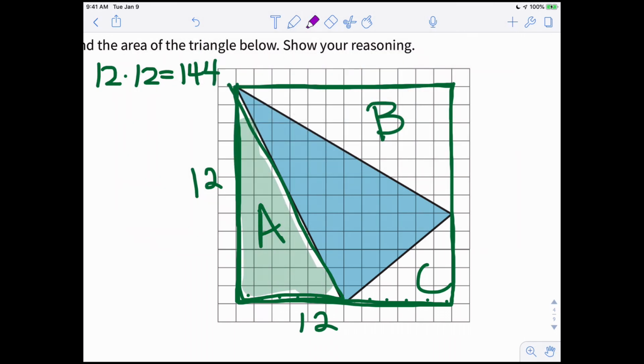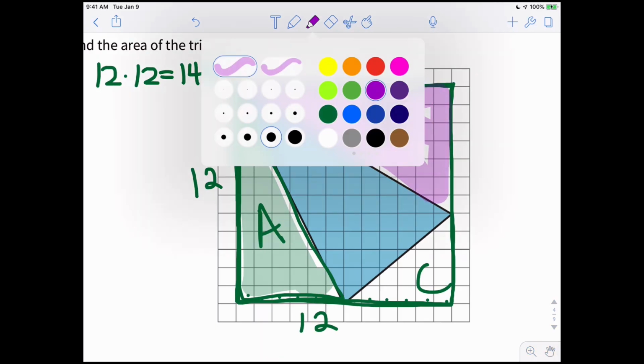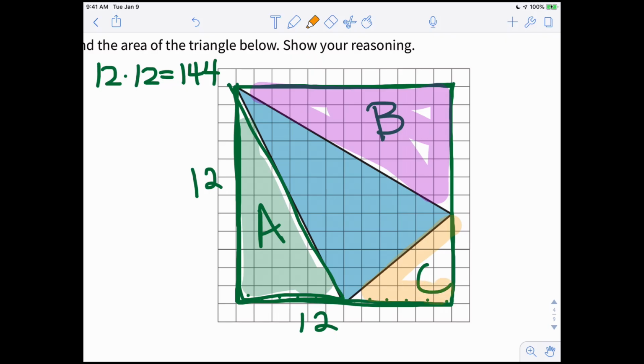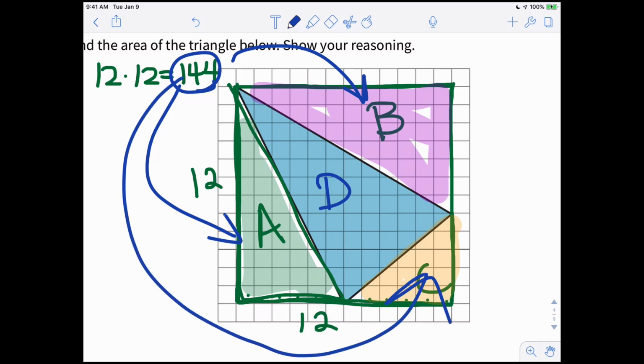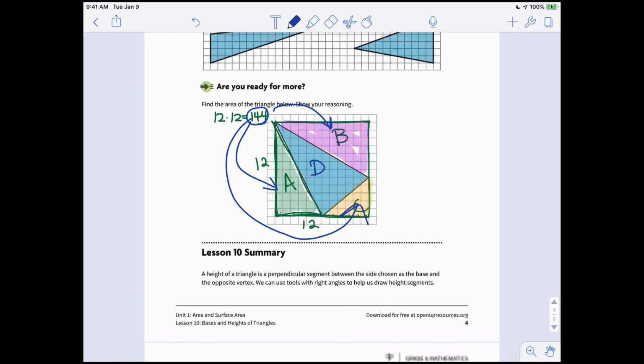You got to take away triangle A, you got to subtract out triangle B, then you got to subtract out triangle C. And once you've subtracted those things, you are going to be left with triangle D, the thing that we're looking for. So it's 144, subtract out A, and whatever you have, then subtract out B, then whatever you have, subtract out C, and that is going to give you your remaining answer, which is the area of D.